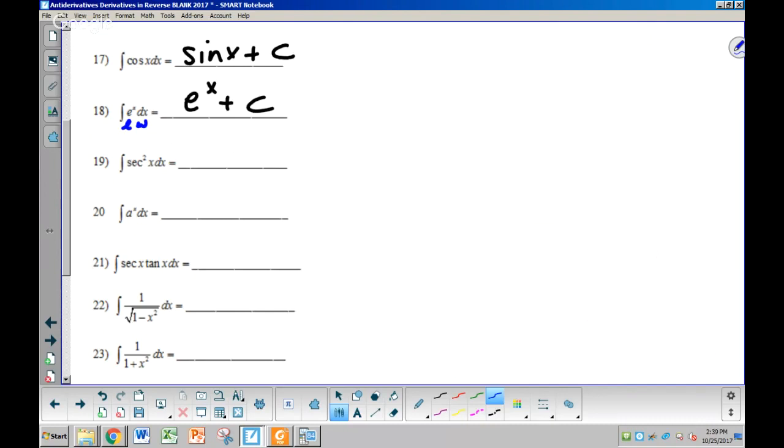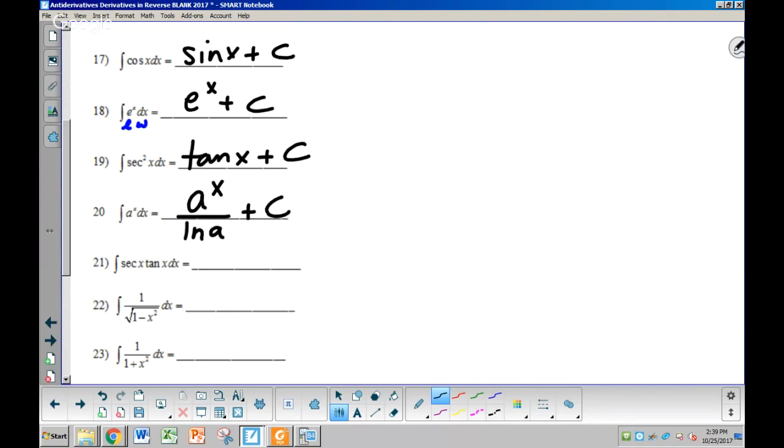All right, secant squared is the derivative of what? Tangent. So that's going to be tangent x plus c. A to the x, a to the x divided by natural log of a plus c.